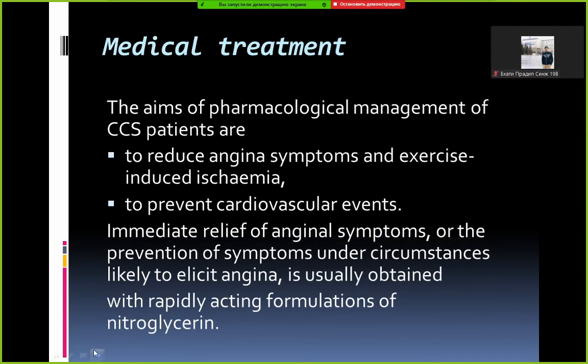Drug treatment. The aims of pharmacological management of chronic coronary syndrome patients are to reduce angina symptoms and exercise-induced ischemia, and to prevent cardiovascular events. Immediate relief of anginal symptoms, or the prevention of symptoms under circumstances likely to elicit angina, is usually obtained with rapidly acting formulations of nitroglycerin.